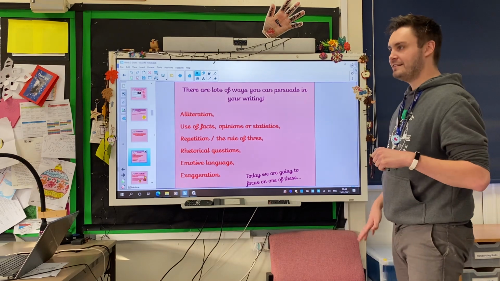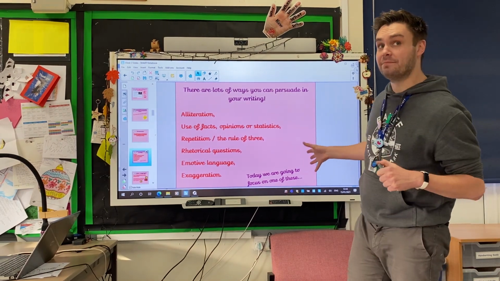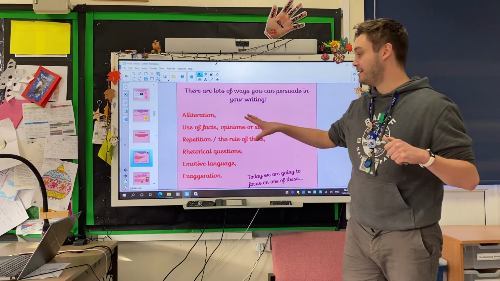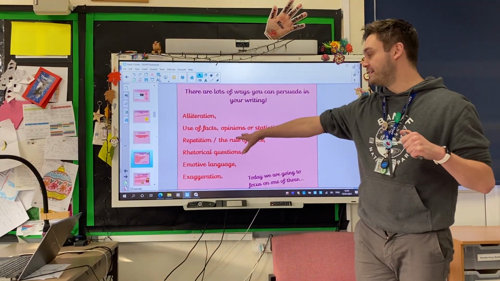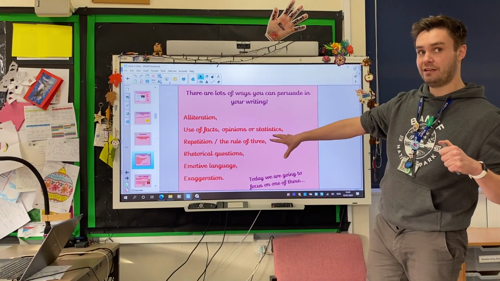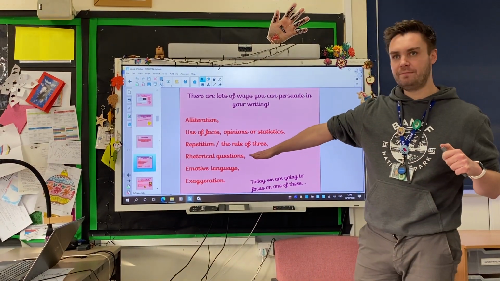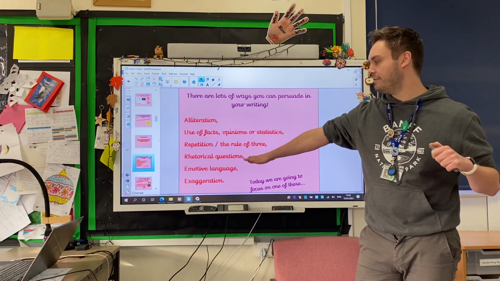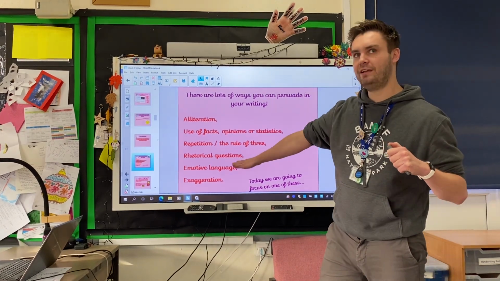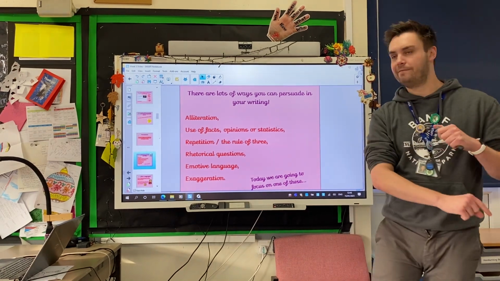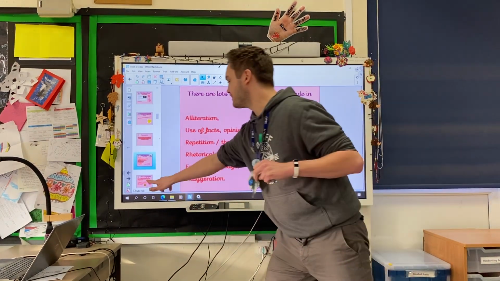So with that in mind, there's lots of different ways in which you can persuade people. Alliteration is a great way of doing that. Using facts, opinions, or stats. Repetition and the rule of three, something we'll look at later this week, is also a great way of doing it. Rhetorical questions, one of my personal favourites. So you may know it. If you don't, worry not, we're looking at that too. Emotive language and exaggeration. Now today, we're going to focus on one of these areas.